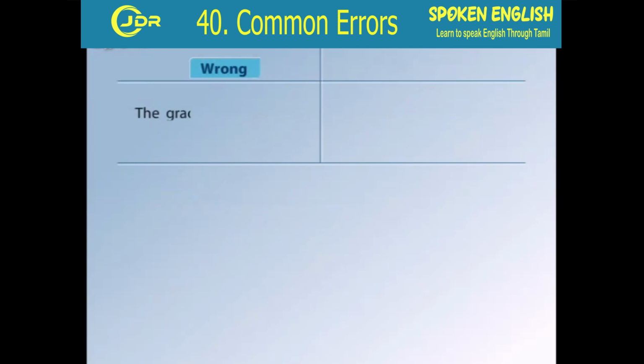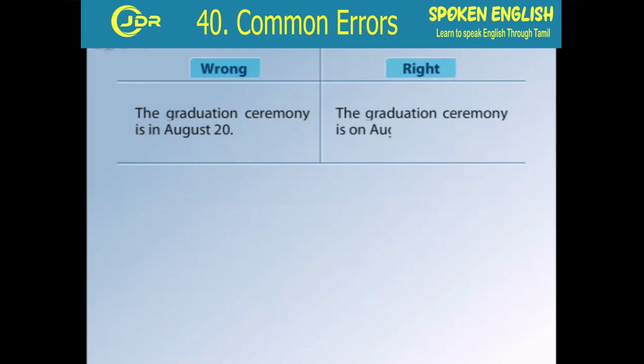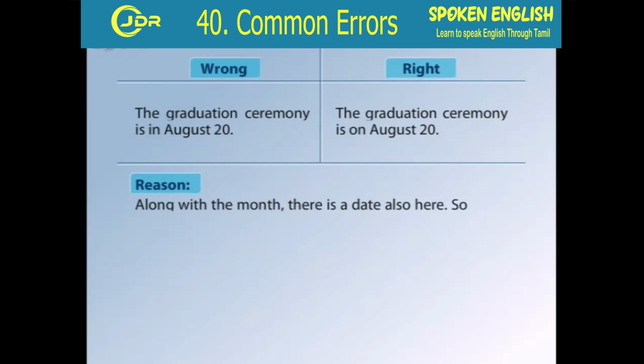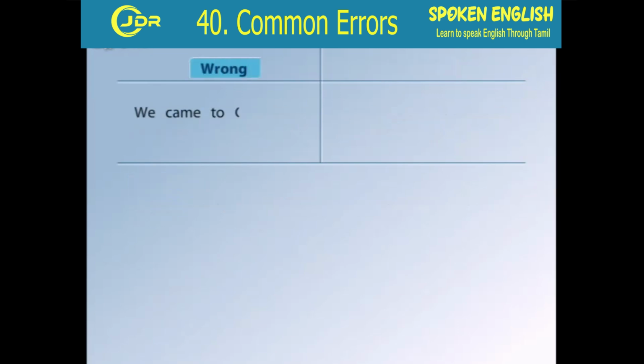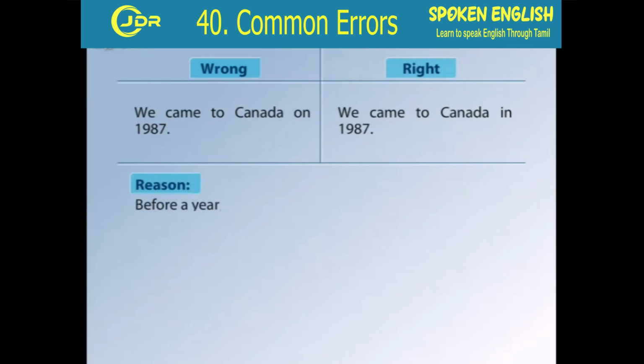Wrong: The graduation ceremony is in August 20th. Right: The graduation ceremony is on August 20. Reason: along with the month, there is a date also here, so "on" is used. Wrong: We came to Canada on 1987. Right: We came to Canada in 1987. Reason: before a year, use "in".